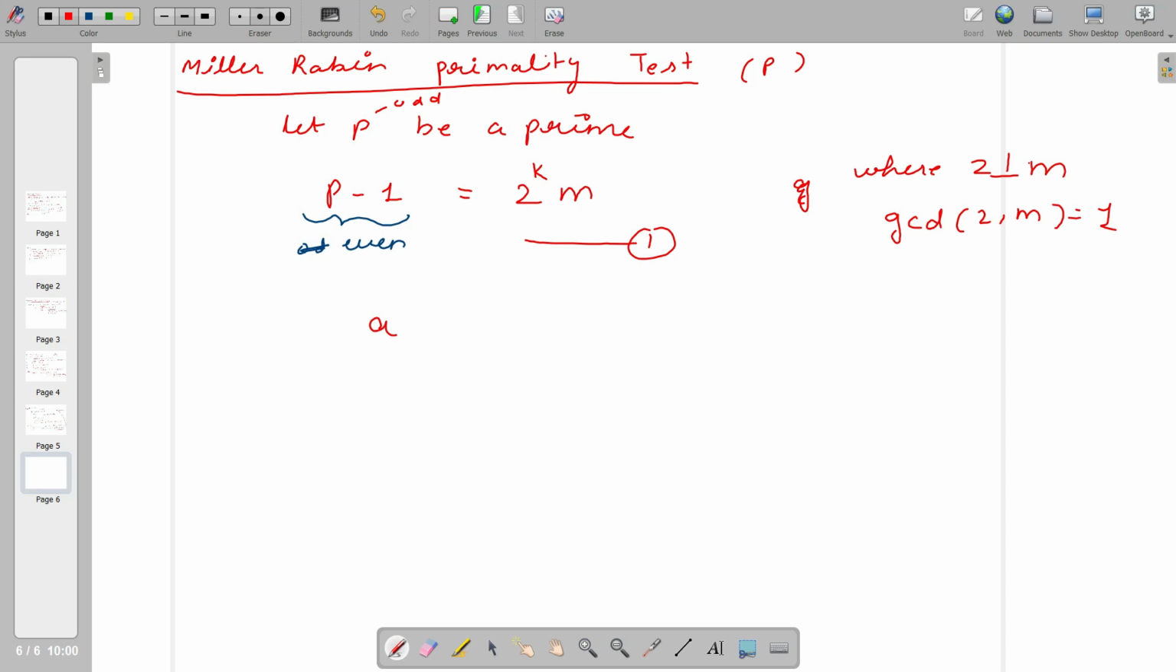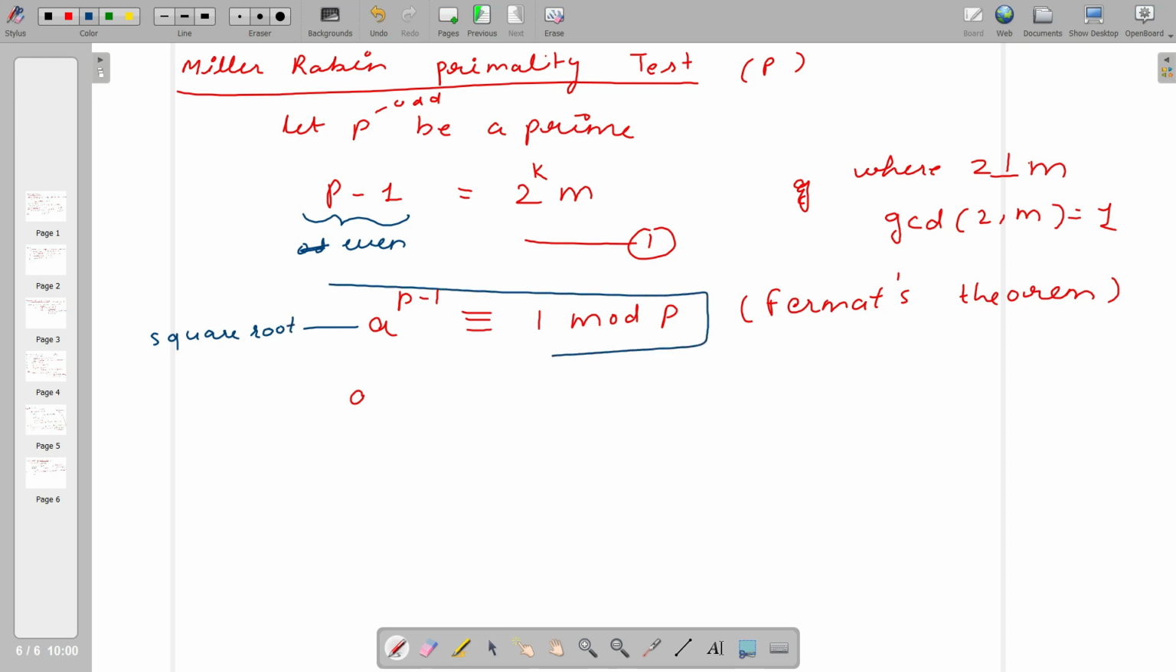Now from Fermat's theorem, what we know is a to the power p minus 1 is congruent to 1 mod p. If we take the square root of this number, then we can write a to the power p minus 1 by 2 is congruent to plus minus 1 mod p, because now this is the square root of 1, which is plus minus 1 mod p.